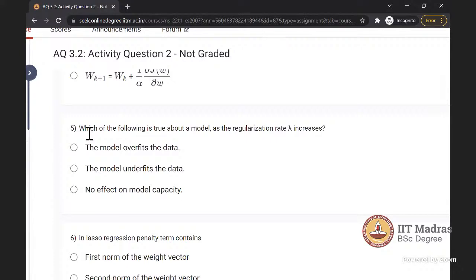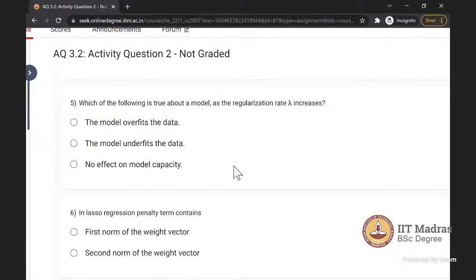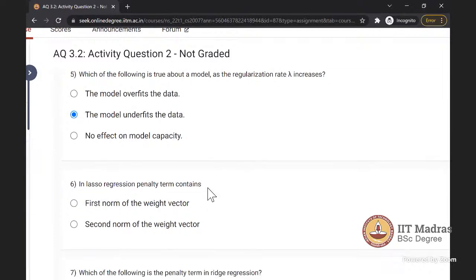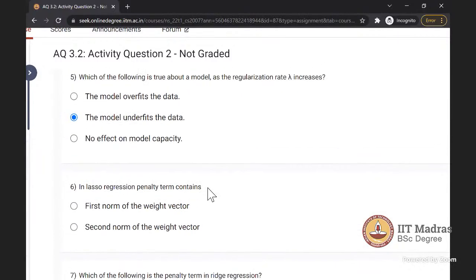Okay, question number 5. Which of the following is true about a model as the regularization rate lambda increases? The model overfits the data, the model underfits the data, or no effect on the model capacity? Which one do you think is the right one? Underfits the data. Absolutely right. The coefficients will become 0.